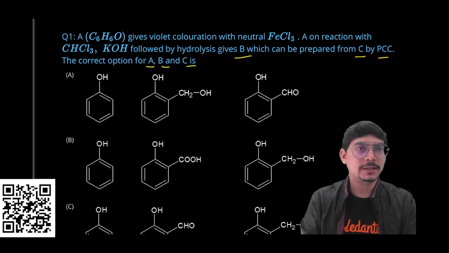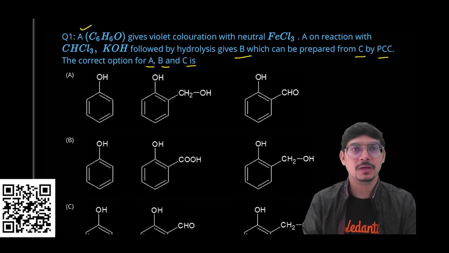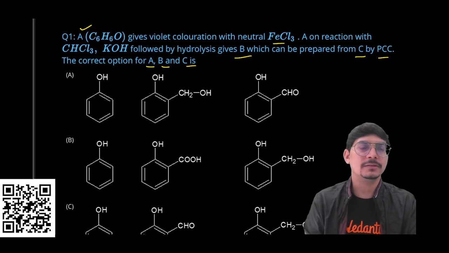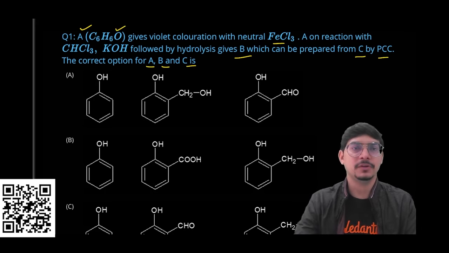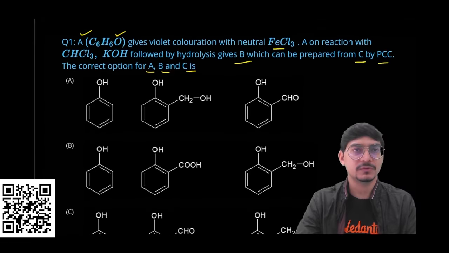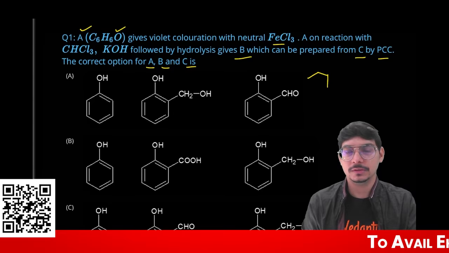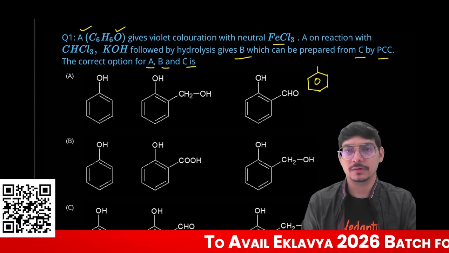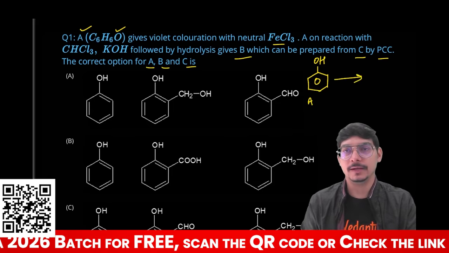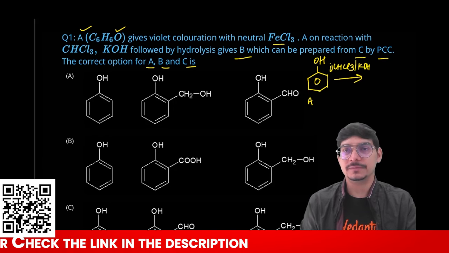Now, the compound A is revealed by the first statement itself. The molecular formula is given as C6H6O and the compound gives violet coloration with neutral ferric chloride, which means that the compound could be a phenol, and this molecular formula fits phenol. In the three options as well, we can see that all compounds have a benzene ring, which means we can be confident enough that the compound A itself is phenol, that is benzenol. Now this is our compound A. This compound on reaction with chloroform and KOH followed by hydrolysis gives B.